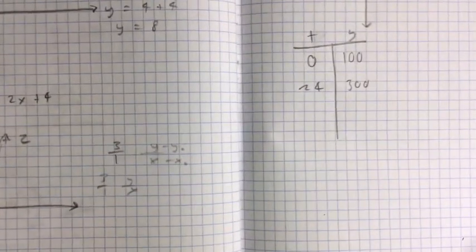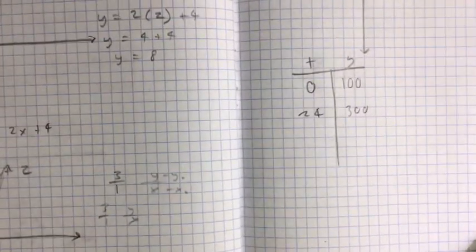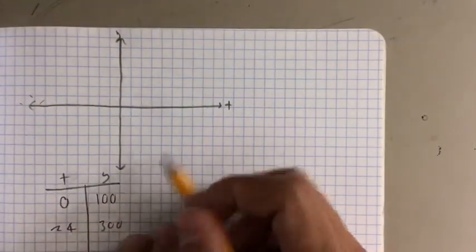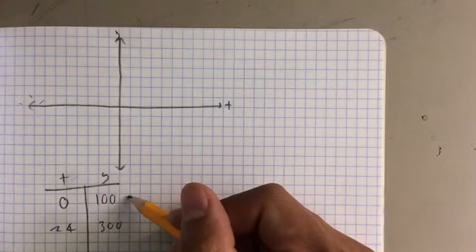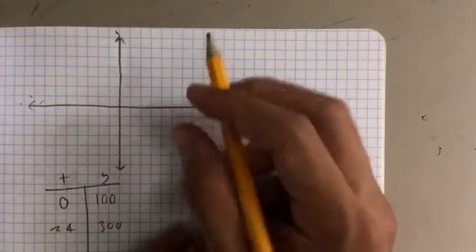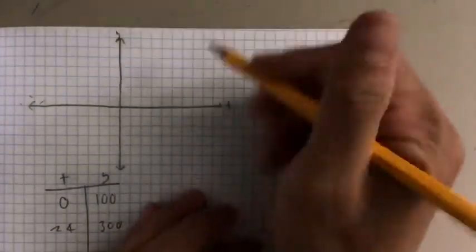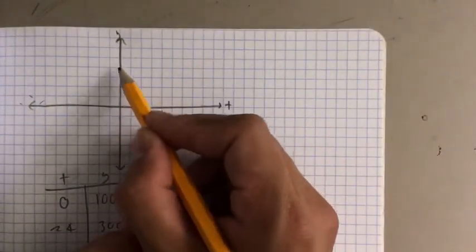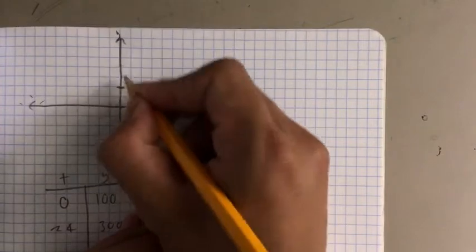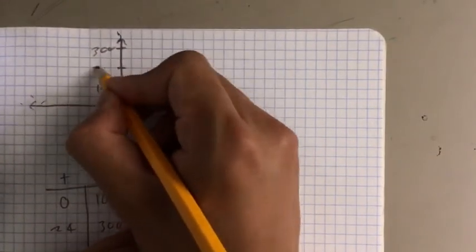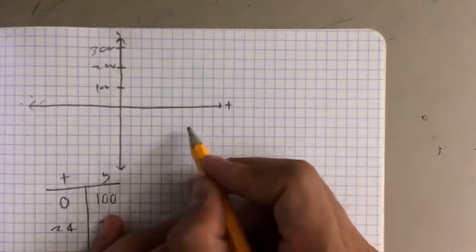So that's pretty simple. All you gotta do is make a graph. And I'm gonna show you how to make a graph. So let's scale this. The minimum value here was 100. So how about, let's divide this up into threes, because we have to get to 300. So 1, 2, 3. That's going to be 300, that's going to be 100, and that's going to be 200. Okay, and then that's over time.